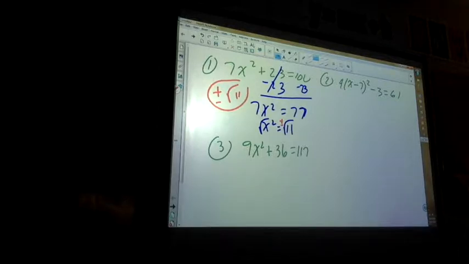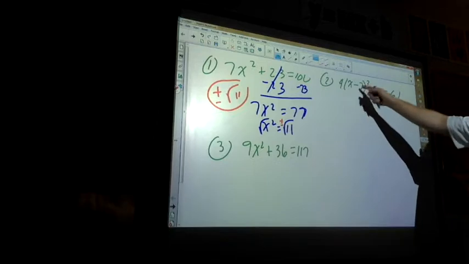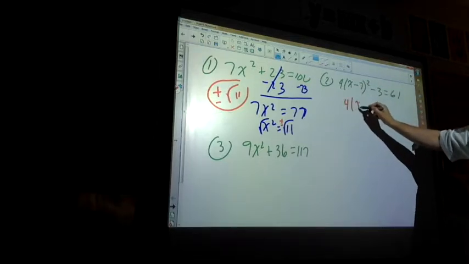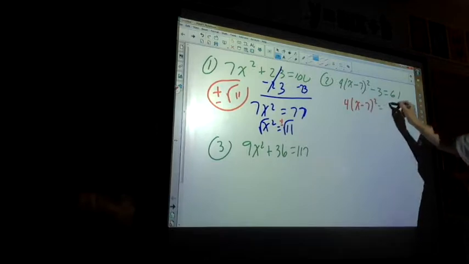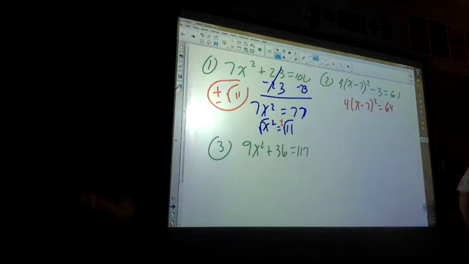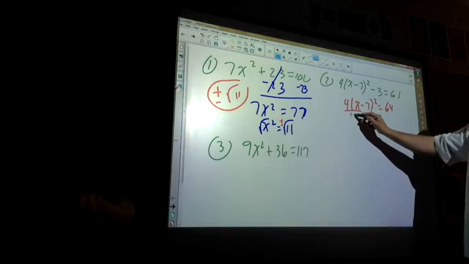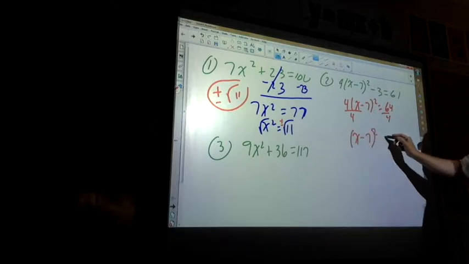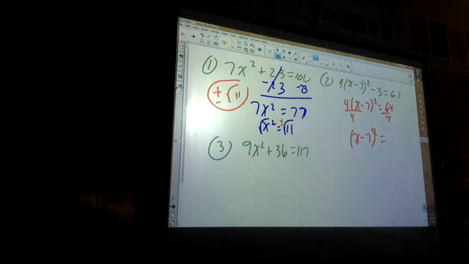Again, we're missing the linear term. In this one, we have a grouped amount here, so don't go FOIL this out. Just add 3 to both sides, so I get 64. Is that okay so far? Then I'm going to divide both sides by 4. So I get x minus 7 quantity squared, and 4 goes into 64 16 times.